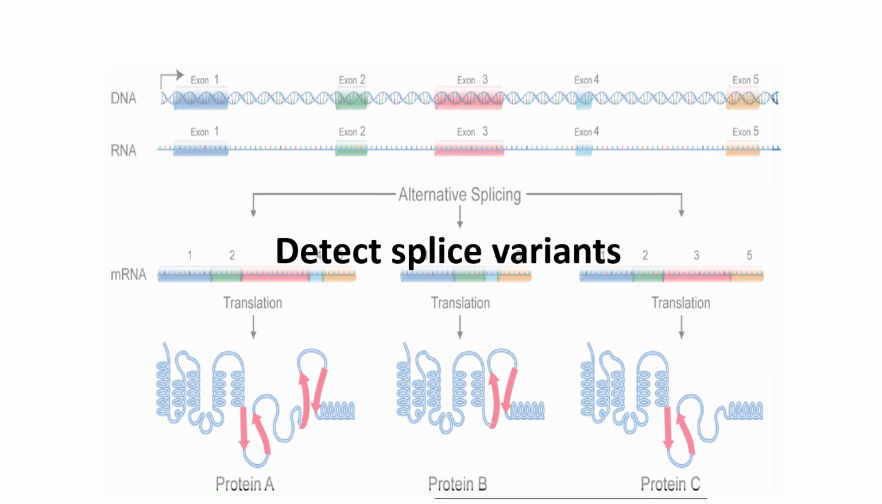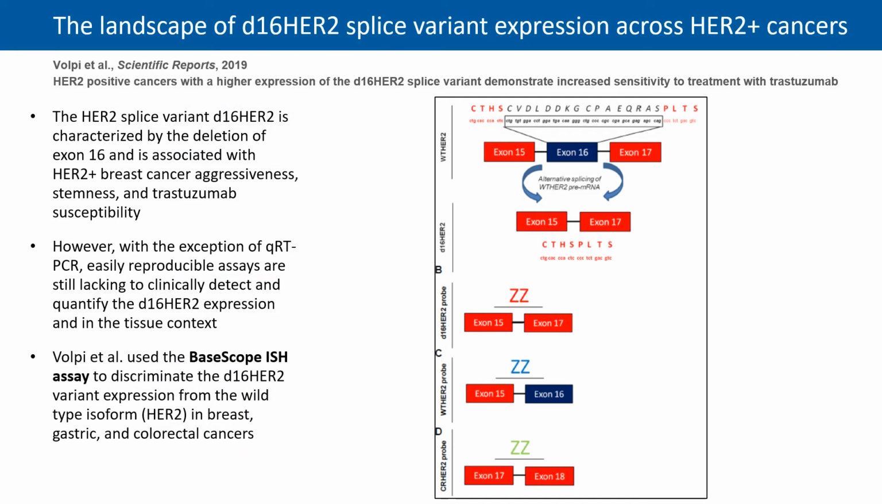Next, I'm going to talk to you about our BaseScope assay and how it has been successfully used in identifying splice variants, which can be significant in oncology research. Now here's an example of how one of our customers used our BaseScope assay to identify the delta 16 HER2 splice variants in breast cancer and some of the other cancer types.